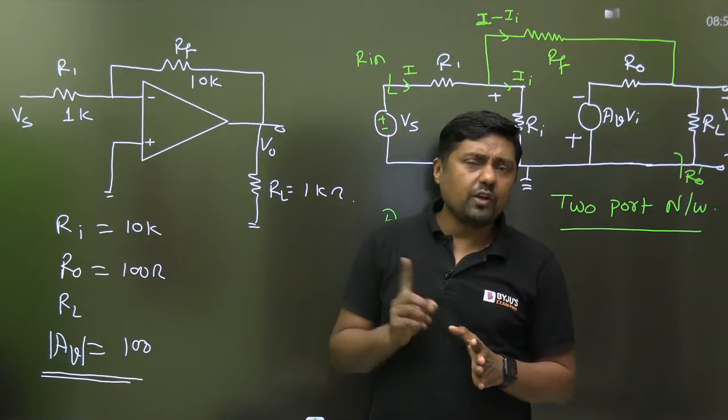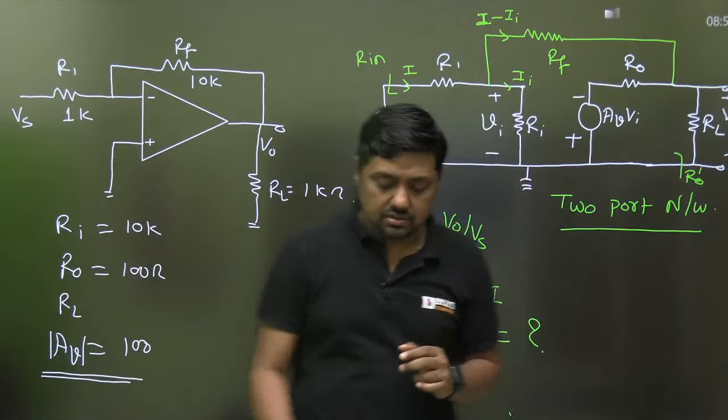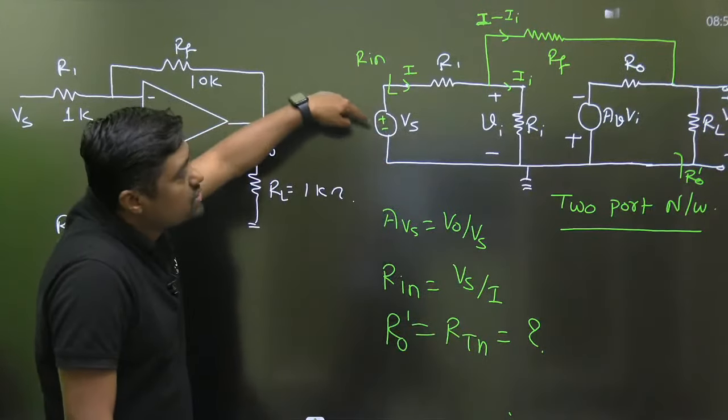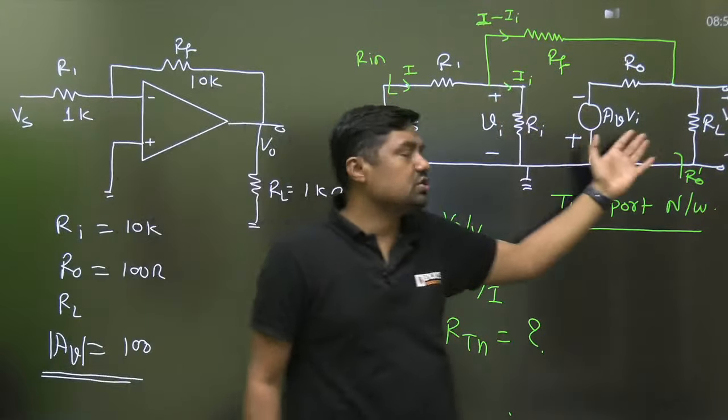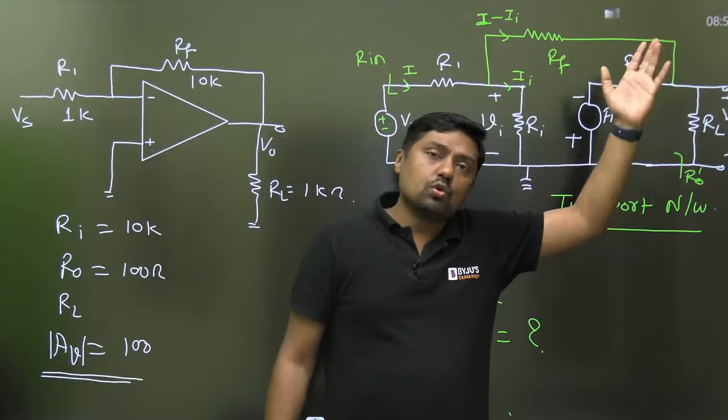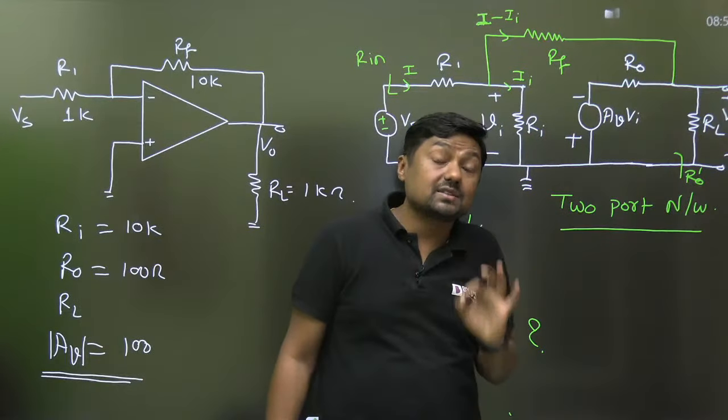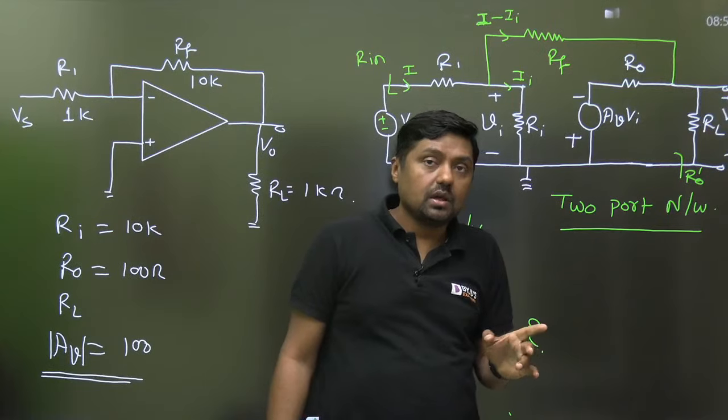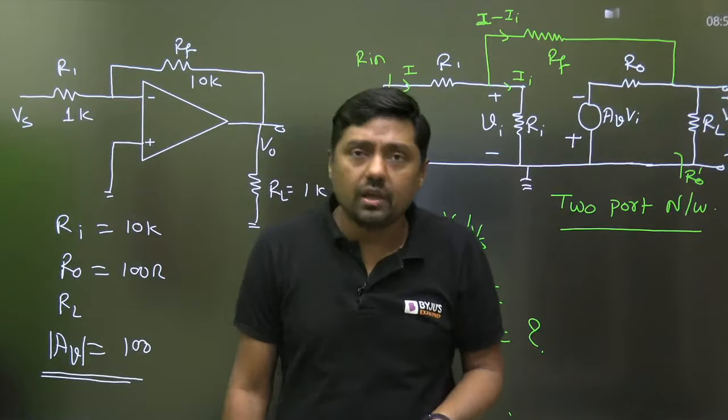Always remember, when we are going to find the Thevenin's resistance, you have to make this Vs equal to 0, because there is a dependent source. Make RL equal to infinite, and you have to connect an extra battery V by I. Now if you have an idea about that, okay.